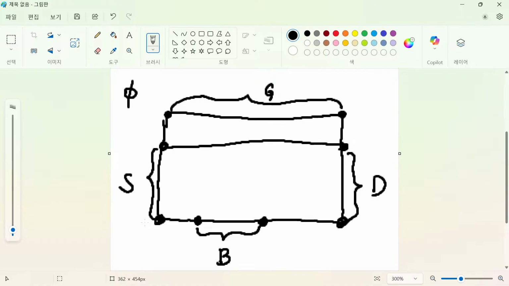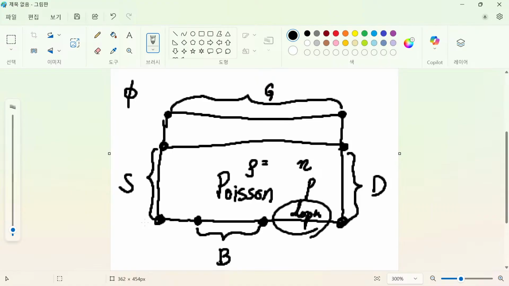And the equation we have to solve for this system is quite simple. We must solve the Poisson equation. In the case of the Poisson equation, unfortunately we have to consider contributions from electrons, holes, and doping. Yes, doping is fixed. However, we must consider electron and hole contributions. But fortunately, in this case, the simplification can be done in this way.